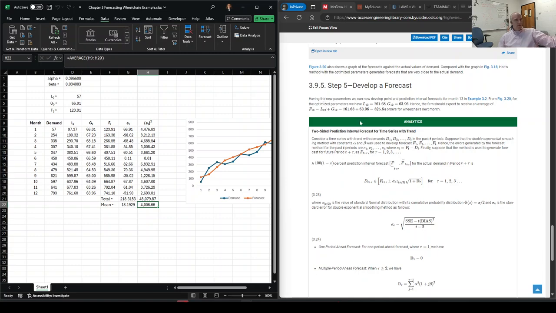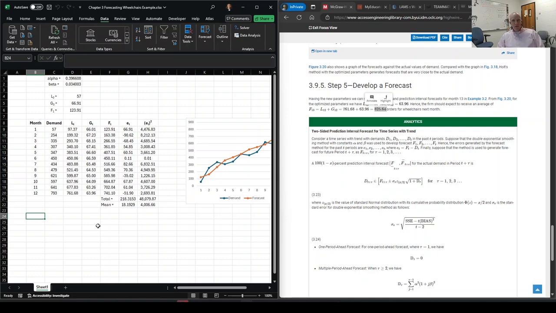The same thing we've been doing, right? The forecast for week 13 is level demand of 12, which is 761, plus that growth amount, 63.96. And that's going to be our forecast for week 13. So let's do this. Let me come down here.